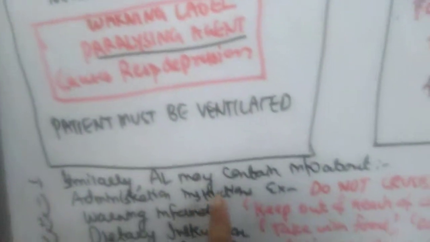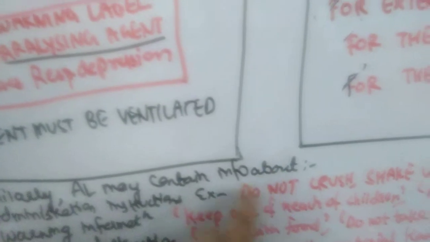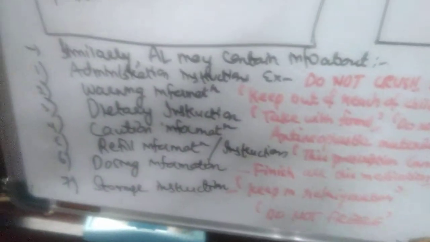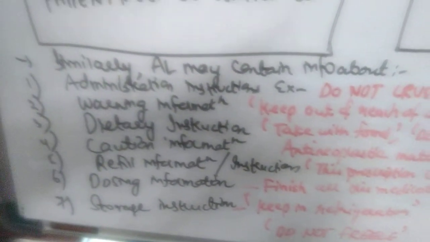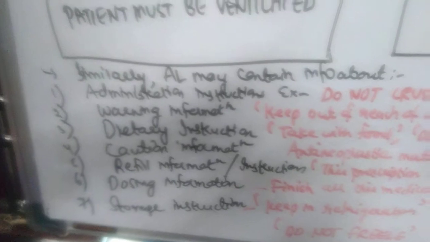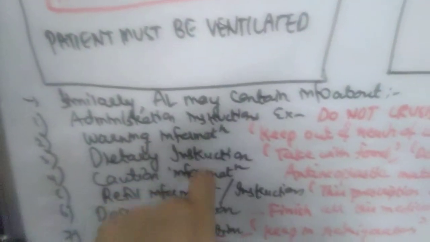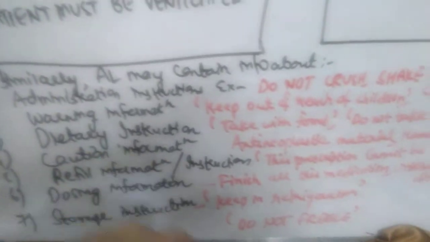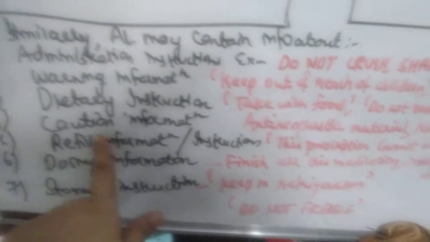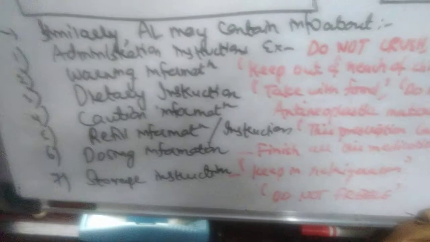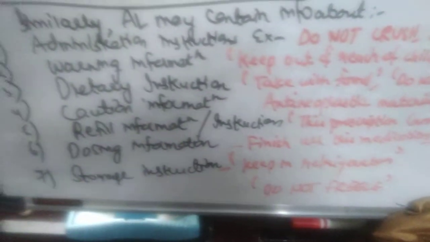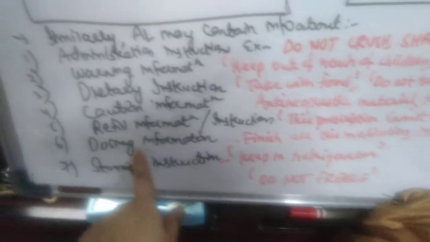Similarly, auxiliary labels may contain information about various things apart from these. So what are those? We'll see now. Okay, so number one is administration instructions. They will provide you information about administration instructions. Then it may be warning information, it may be a dietary instruction, it may be cautionary information. Okay, it may be refill information or instruction, it can be dosing information, and it can be a storage instruction.